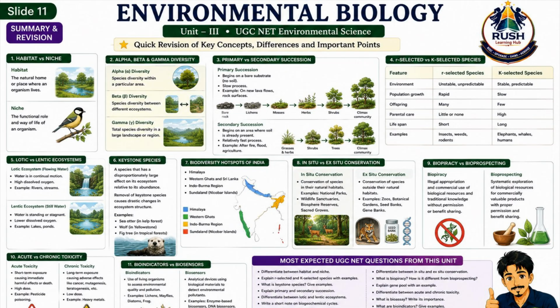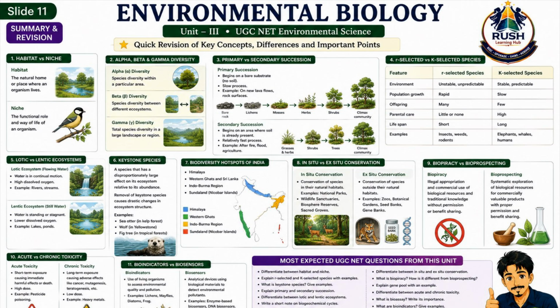Another important concept is ecological succession. Primary succession begins on barren surfaces where soil is absent and proceeds very slowly. Secondary succession occurs in previously inhabited areas where soil is already present and therefore progresses more rapidly.